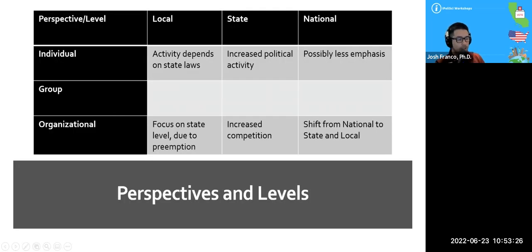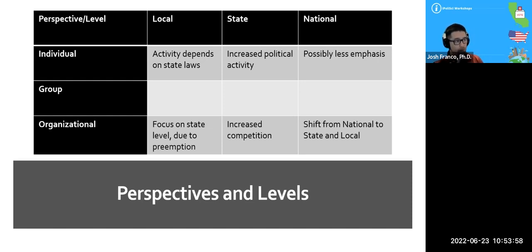So the last part is perspectives and levels, and how this influences different parts. I'll talk about two levels here, and then in our discussion, we can focus on the second one I left blank. So if we're thinking about individuals, me, you, others, at the local level, we would say maybe the activity depends on state laws. Like we might hear this major questions doctrine in passing, but we wouldn't really see much change at the local level. We're probably more preoccupied with street lights and roads as opposed to what the federal government can and cannot do.